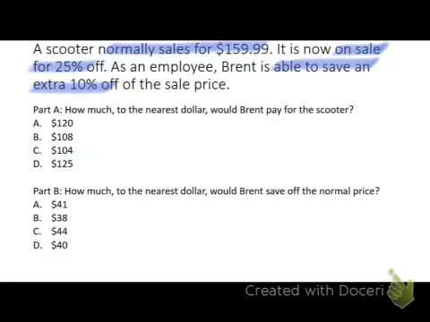In this problem, Brent's going to buy a scooter that is normally $159.99. This scooter is on sale for 25% off. So if we're taking 25% off of the price, then he is going to pay 75% of that price. So we're taking $159.99 and multiplying it by 75%, which is 0.75. The number that you come up with is 119.9925. So that is $119.99.